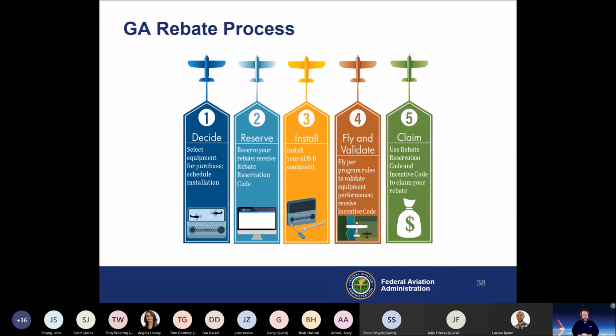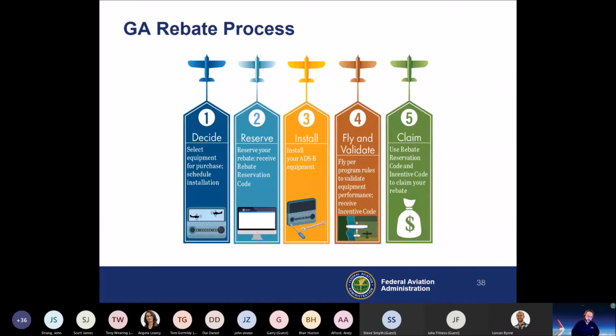So we developed a process for using the program. You had to reserve your rebate using an online system. You got a reservation code. You did the installation, and then you had to validate that your onboard system, your avionics, worked. Then you received an incentive code, and then you could claim your $500 rebate. It was a process to make sure that people actually followed through when they got these rebates. We weren't just handing out $500 checks.